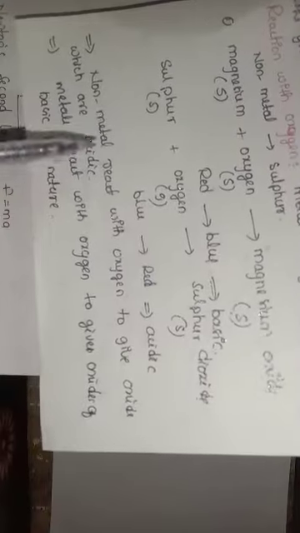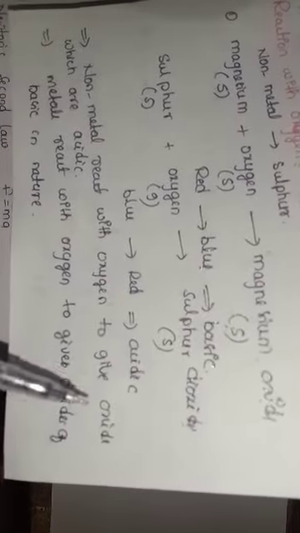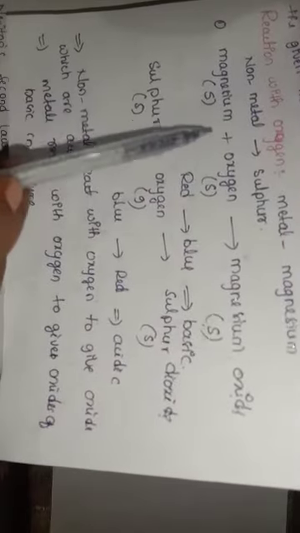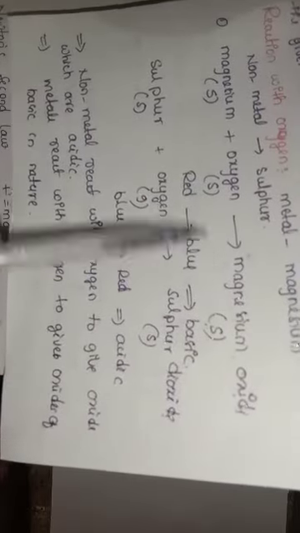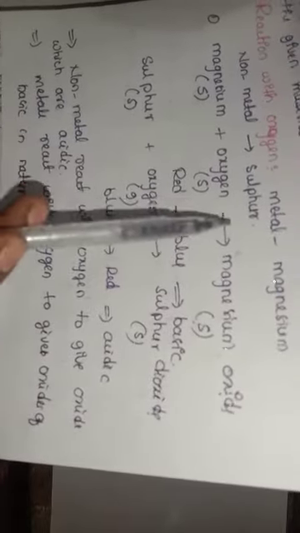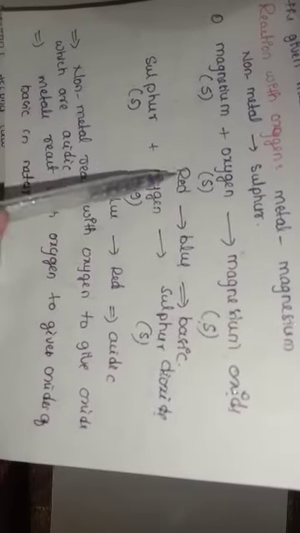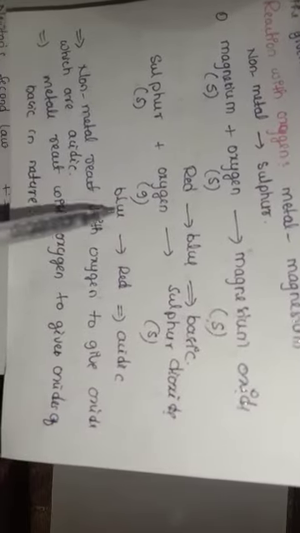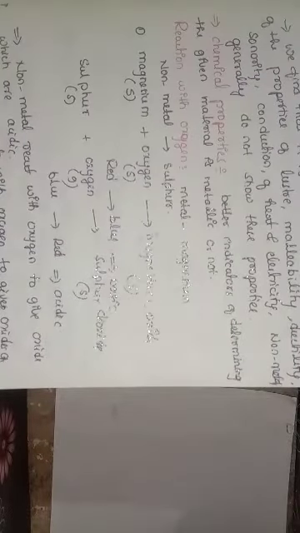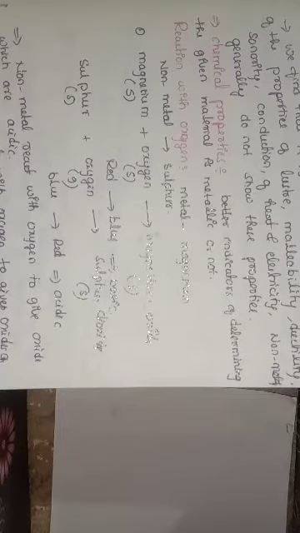But when the non-metals react with oxygen, they give oxides which are acidic in nature. These are the reactions: magnesium plus oxygen gives magnesium oxide, and sulfur plus oxygen gives rise to sulfur dioxide. Here, magnesium, a metal, converts red litmus to blue, so it is basic in nature, while blue turns to red for acidic in nature. So this is a reaction with oxygen. This is a given activity.